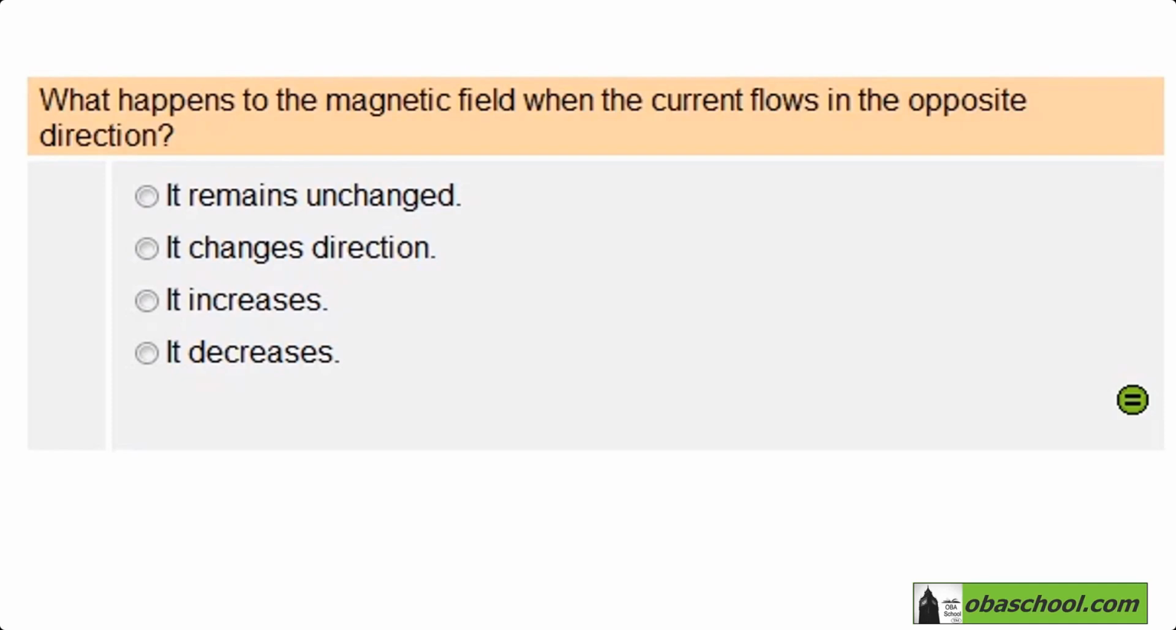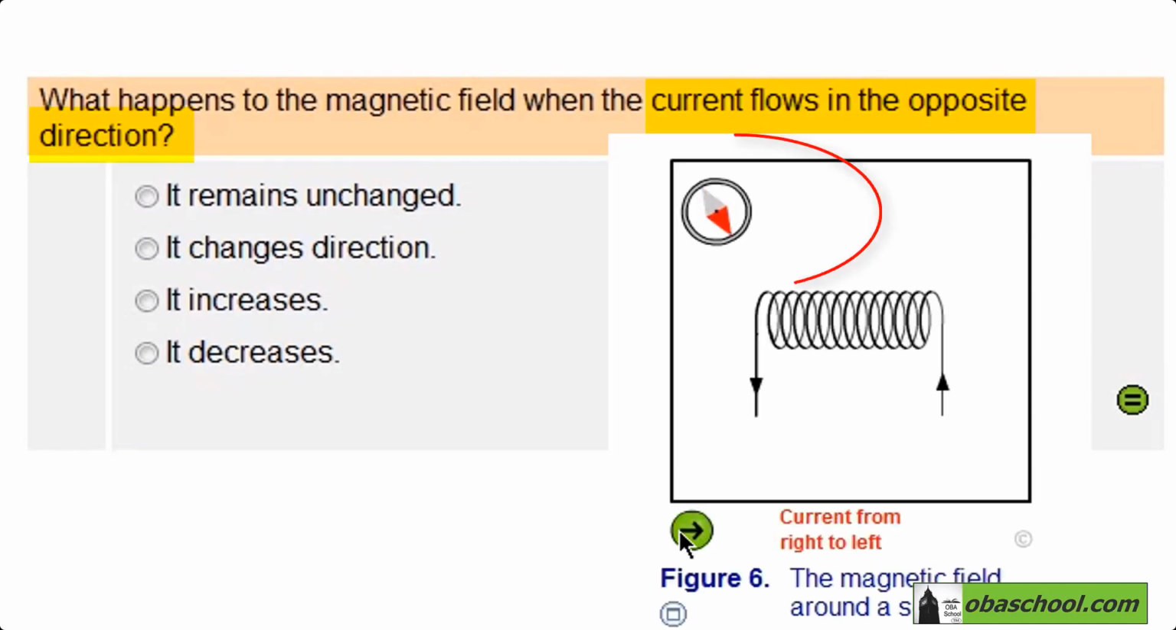So if the current is in the opposite direction, what happens to the magnetic field? Observe the needle. It's obvious that it changes direction.